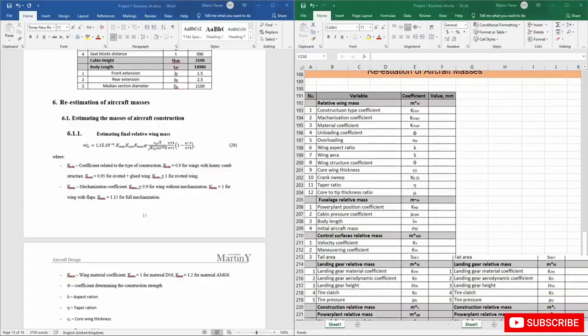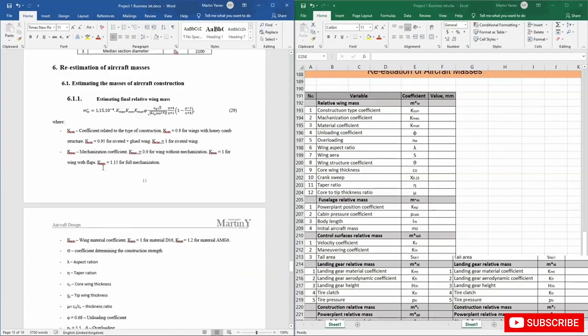Hi everyone, welcome back to the course, and in this section we're going to re-estimate all the masses of the aircraft using the data that we already have. So we'll start today by estimating the mass of the wing with this beautiful equation here. It is quite long, but we'll have to solve it, okay? So let me just go over the coefficients that we're going to be using here, and you can understand what the wing mass is pretty much dependent on.